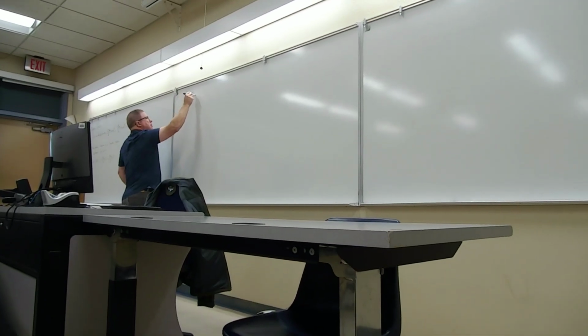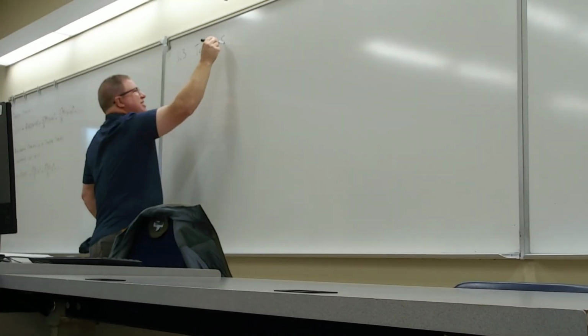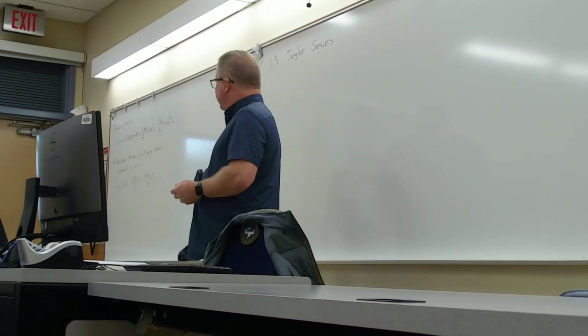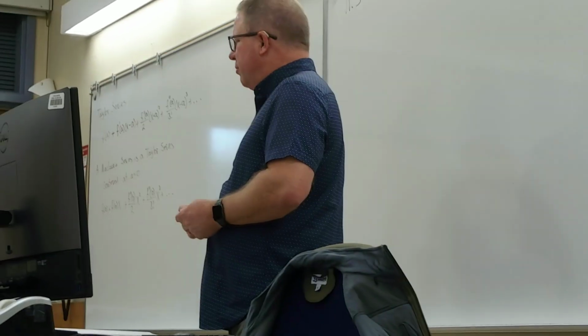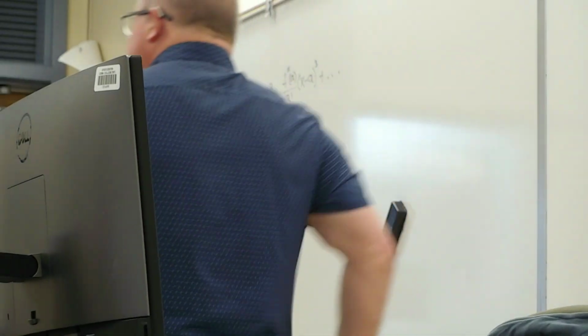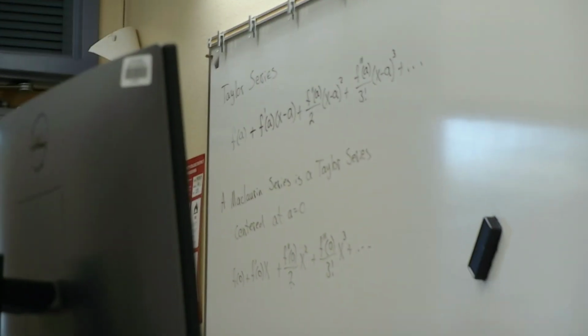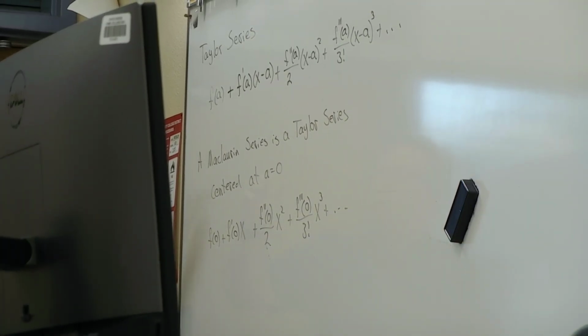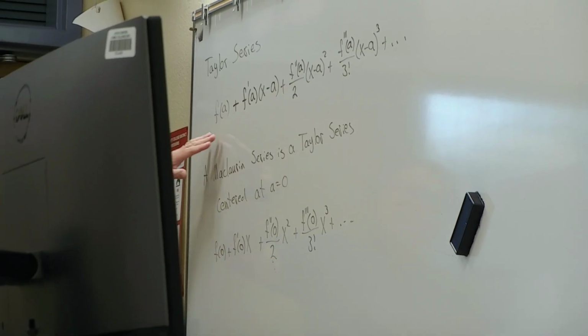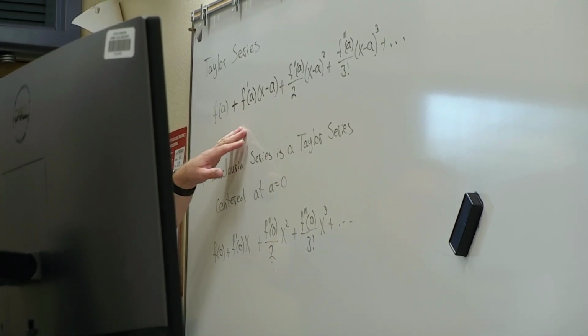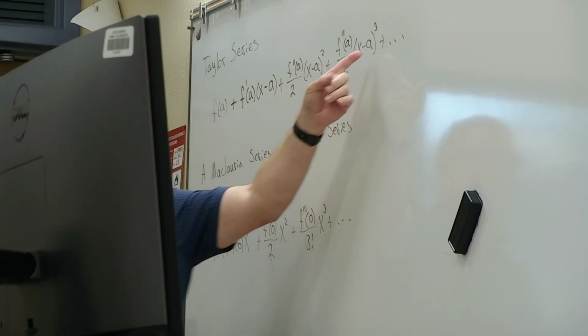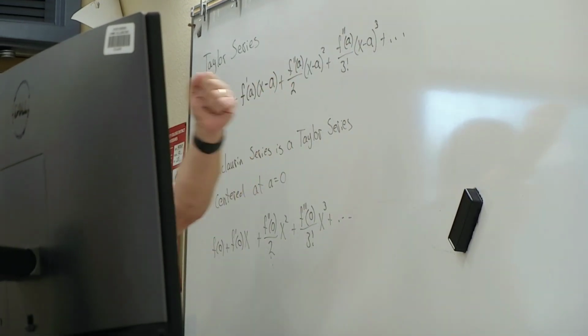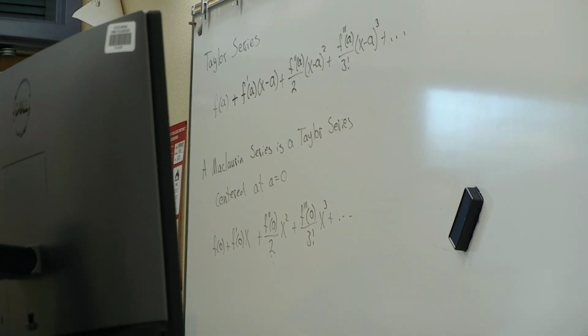11.3 is about Taylor series. So we've been talking about Taylor polynomials, and a Taylor series is the same thing, except it's not a finite number of terms. They go on forever. Does that make sense? They go on forever. It's the same thing.